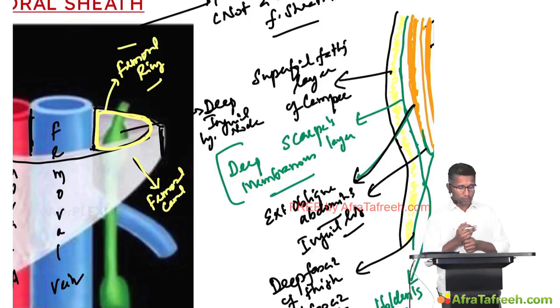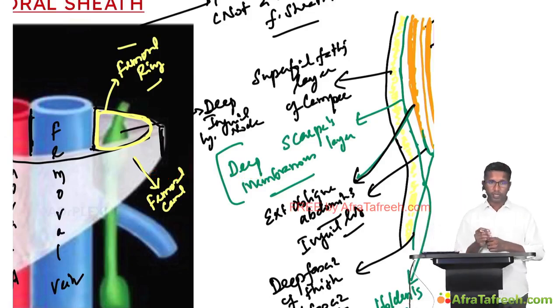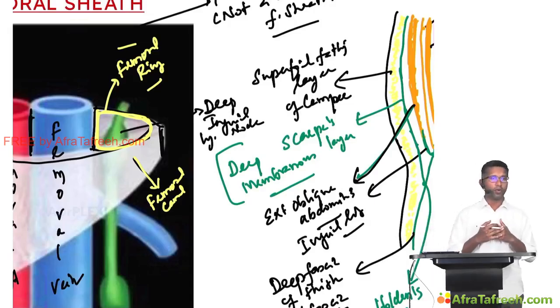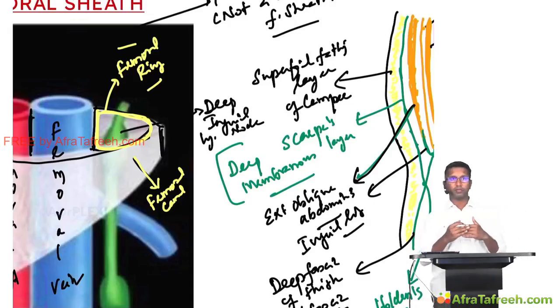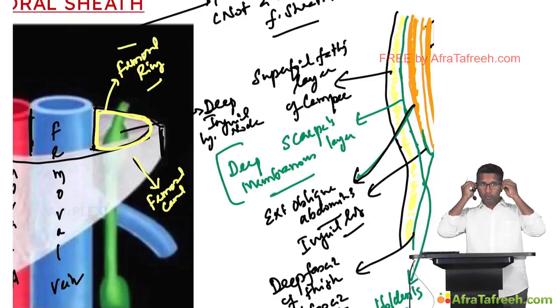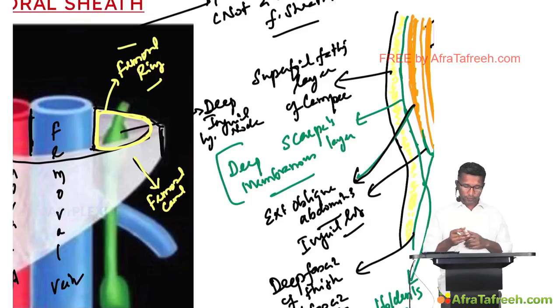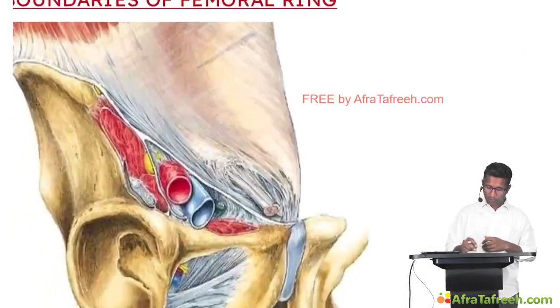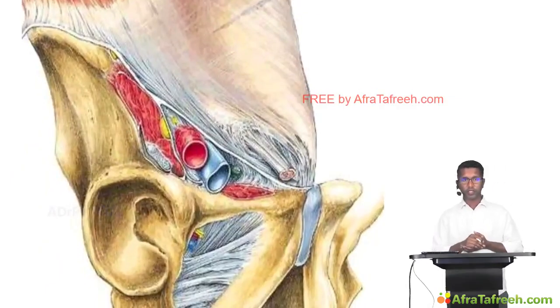This ring is called the femoral ring. Please remember, the femoral ring boundaries are very important. If you want to understand the femoral ring boundaries, you need to look from the inferior aspect, so that you can easily see the femoral ring and understand the boundaries. For that we have given this orientation.